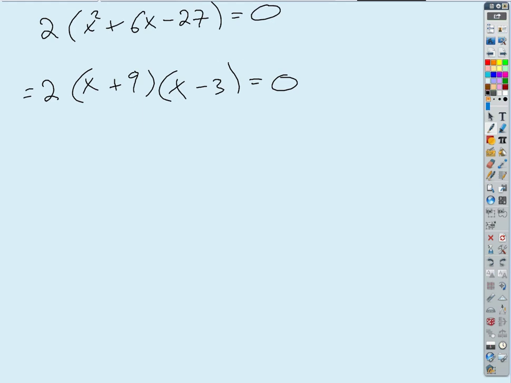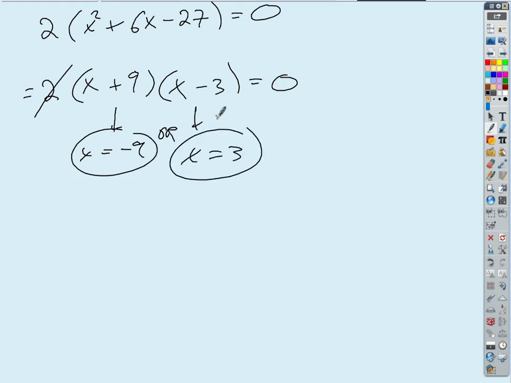Okay, so now let's apply the zero product property. So we've got to set each factor equal to 0 and solve. Well, when does 2 equal 0? Never. Right? That one we don't care about. That one's not giving us a solution, is it? In fact, I could divide both sides by 2 and just get rid of that if I wanted. It's not going to change the answers, is it? So what's that solution going to be? So I get negative 9 or x equals 3. Okay?